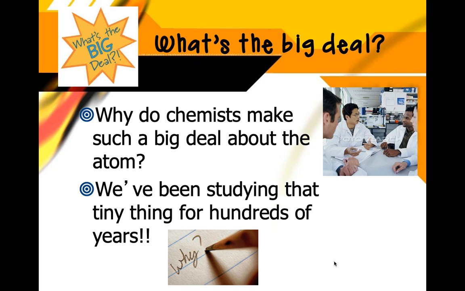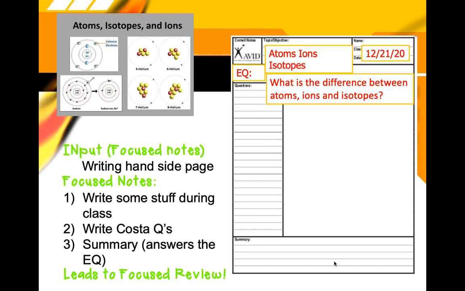So that brings us to our topic for today. Go ahead and set up your focus notes. Our topic is atoms, ions, and isotopes. The date that I am making this video is 12/21. You write down whatever date you're taking these notes, but that's the day that I assigned it. And the EQ is, what is the difference between atoms, ions, and isotopes? So those are the pieces that we're going to talk about today.